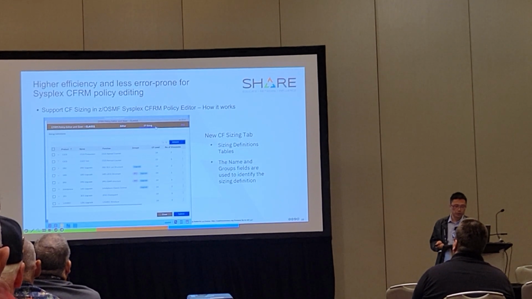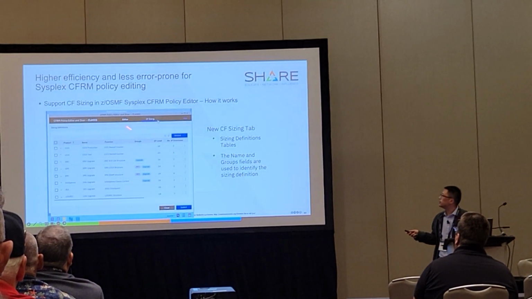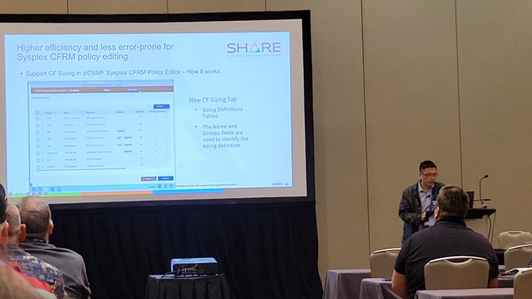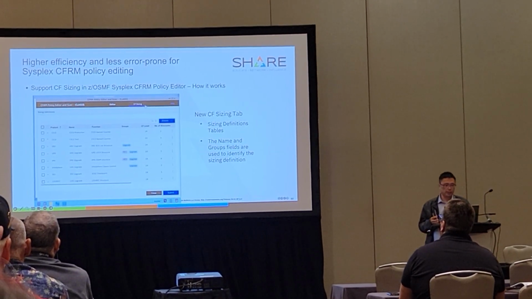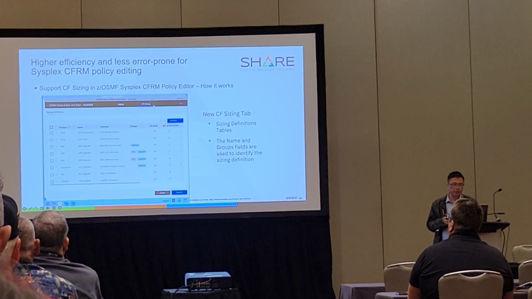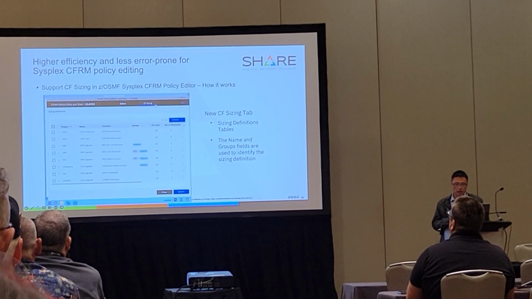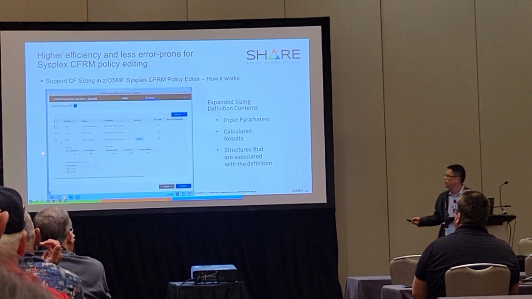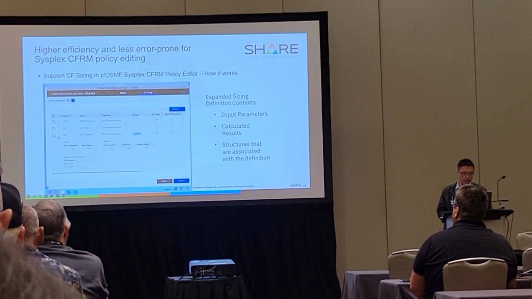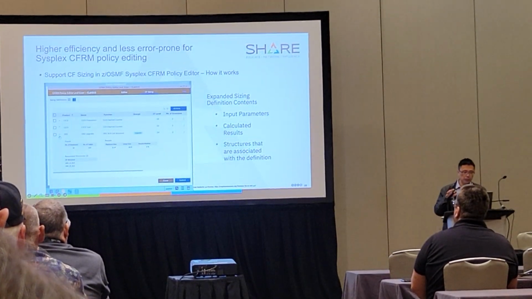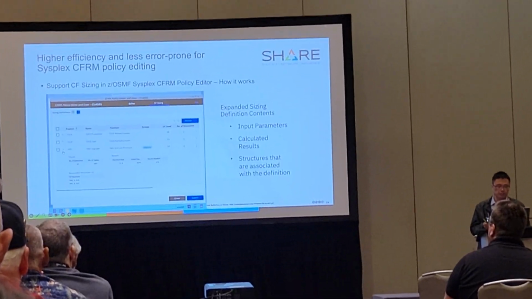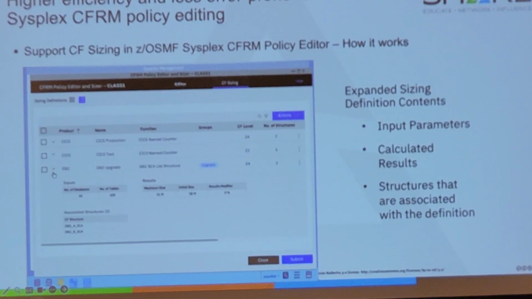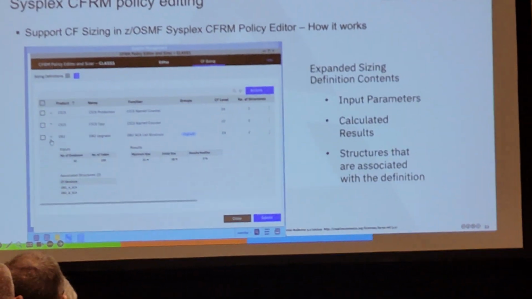With some screenshots. Basically, we added a new tab, CF sizing, into the CFRM policy editor. In this table, you should be able to see the list of sizing definitions that you defined in the Sysplex Management plugin. If you expand the sizing definition by clicking on the arrow icon at the beginning of the line, you will see all the content defined in this sizing definition. That includes your input, our calculated result, and also the list of structures associated with the sizing definition.